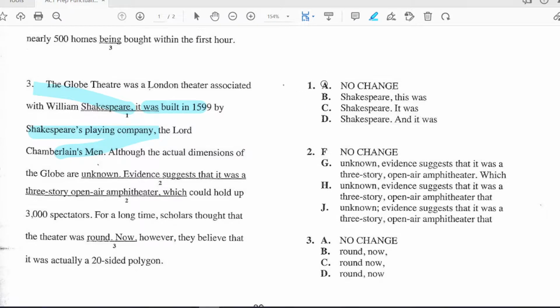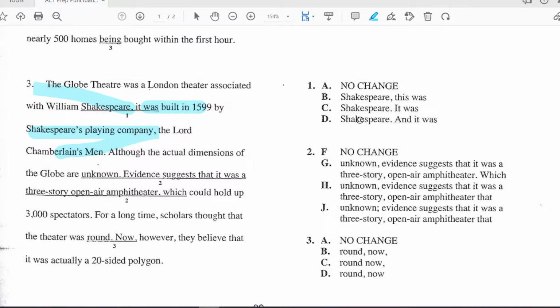So A, no change. We know it's not that one because there is an error. Shakespeare, comma, this was. That's just a longer comma splice. Shakespeare, period, it was. That one could be correct because it makes it two separate sentences. Let's look at D though. Shakespeare, period, and it was.